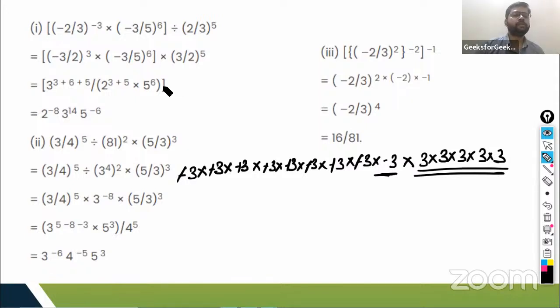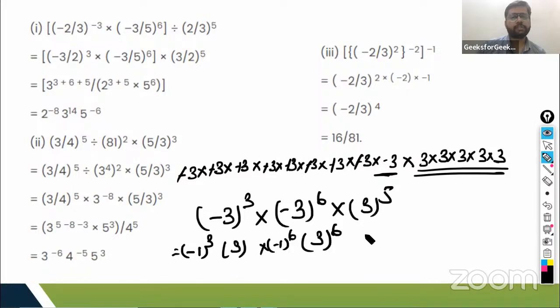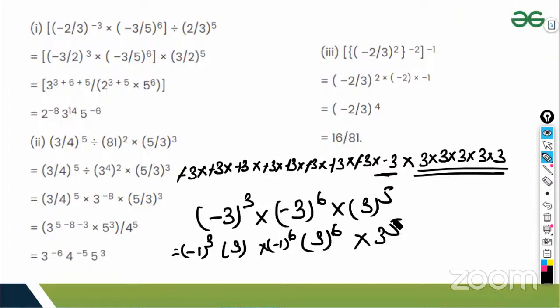Okay, so you are asking about the numerator. We can rewrite this kind of like this: minus 3 to the power 3 into minus 3 to the power 6 into 3 to the power 5. Yes. So you can take minus 1 to the power 3 outside. So now this will be 3 to the power 3. Again here, take minus 1 to the power 6. Now it's 3 to the power 6 into 3 to the power 5. You can do it this way also. Now your base has become the same, 3, 3, 3. Okay? Didn't understand? Okay, if you didn't understand, please tell me again.